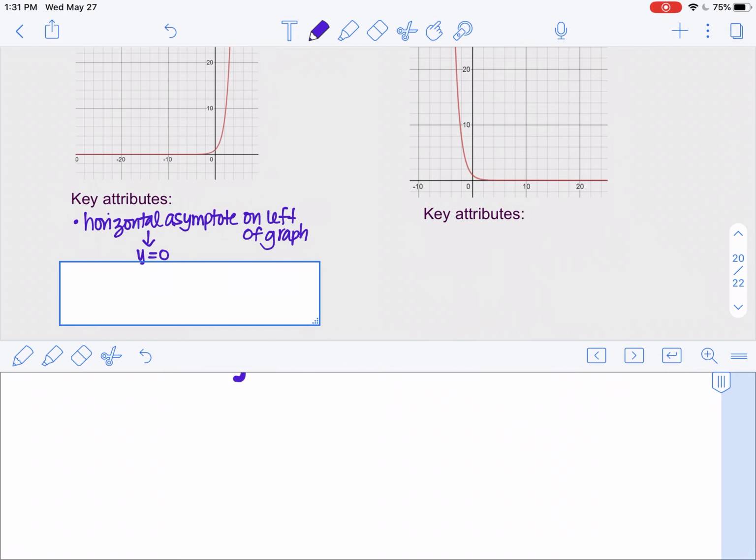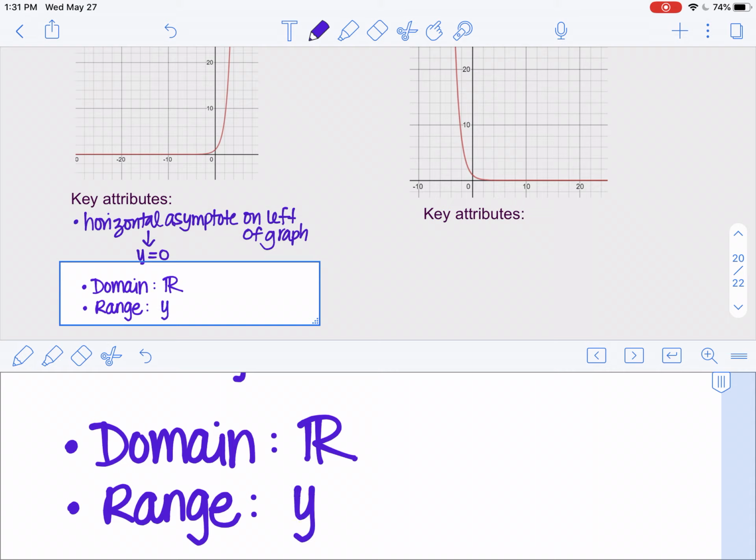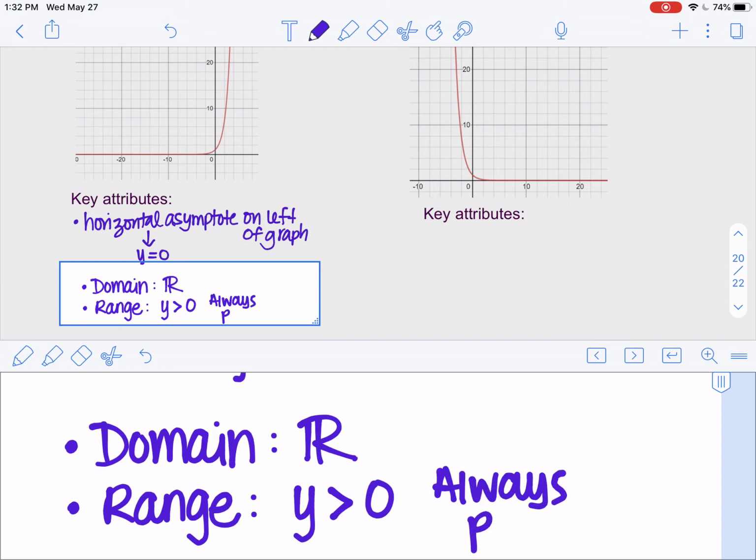If I take a look at domain, connecting to that previous video, are there any issues like holes or vertical asymptotes? Nope, so the domain, I can put in any x value I want to this function and come out with a y value. What about the range? Are there restrictions on the range? Yes, there are no negative values at all. It never dips below the x-axis, and so the range is y is greater than 0. That means any outputs you get are always positive, and that's something that's going to come up later on in class.